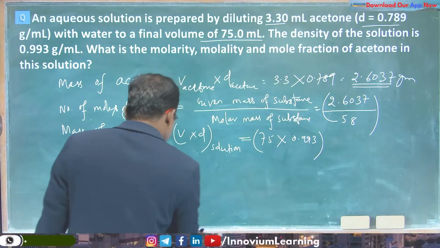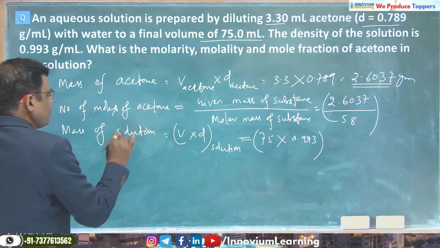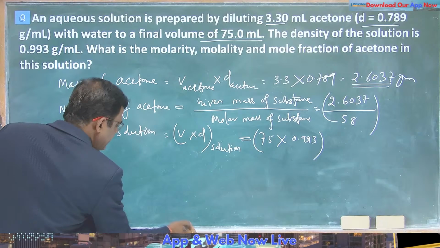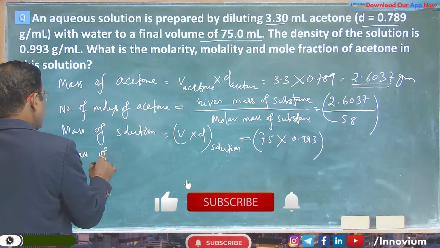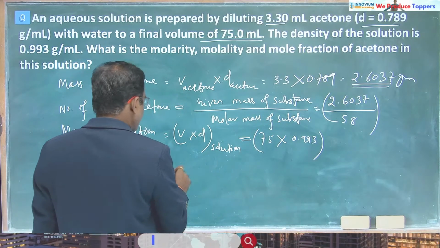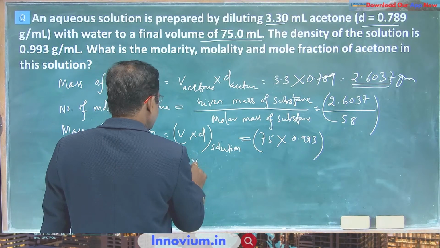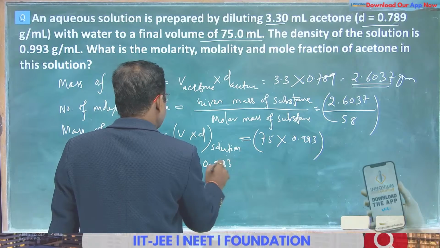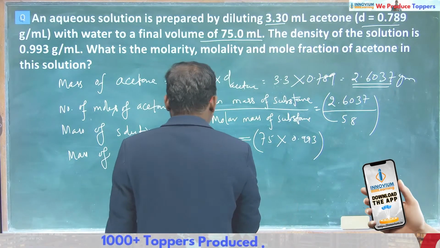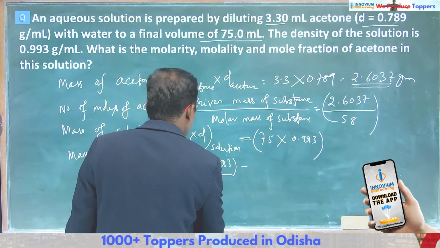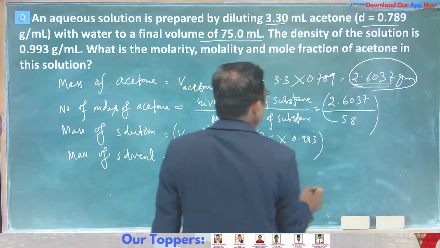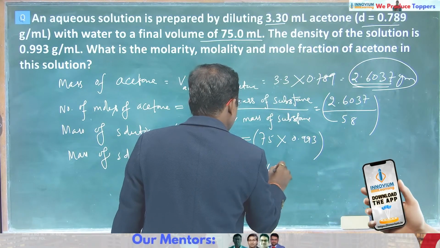So this is the mass of solution. Next, what is the mass of solvent? Mass of solvent is equal to mass of solution, that is 75 multiplied with 0.993, minus the mass of solute. What is the mass of solute? This one, 2.6037.